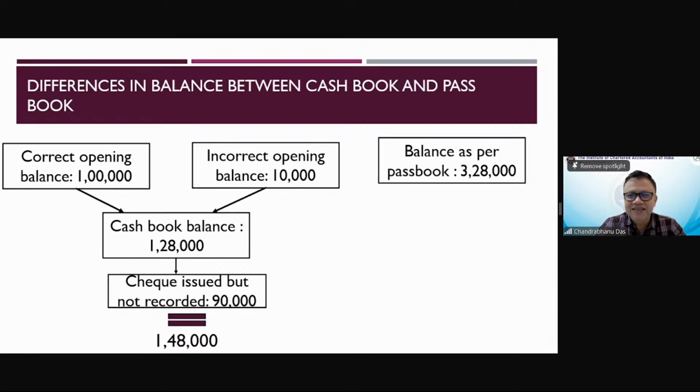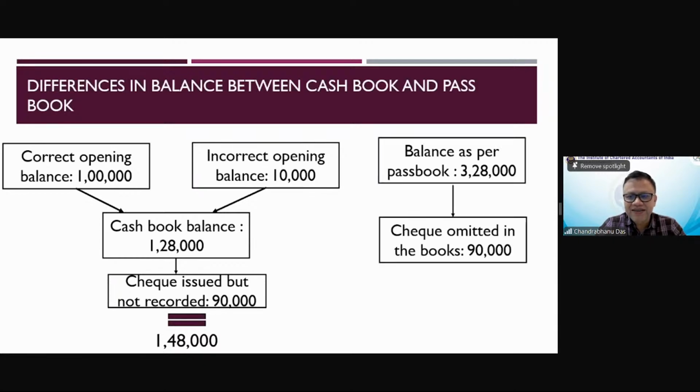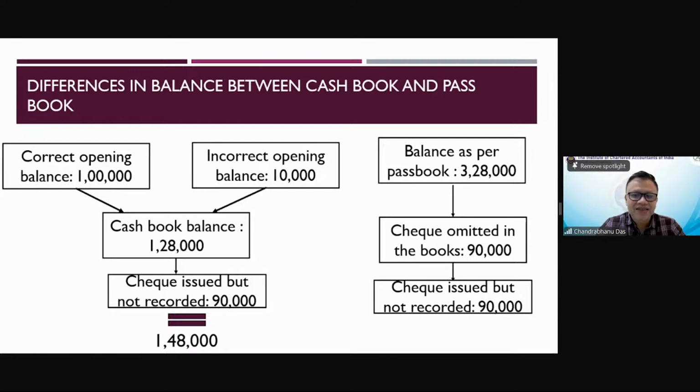Here what happened is balance as per passbook is there. Checks which are omitted 90,000, but checks which are issued and not recorded, that is also 90,000, because the same entry 90,000, you have issued the checks, you have omitted in the records, and you get 1,48,000. So this, when you adjust it, now you are reconciling it. This is the reconciled balance. 1,48,000 is the reconciled balance.